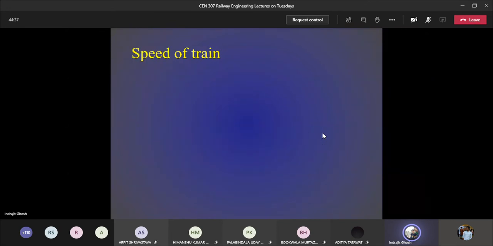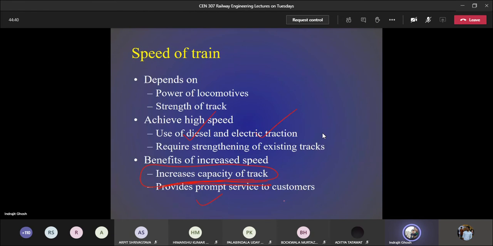Provide prompt service to the customer. So that's happiness, a smile sign for the customer. Everybody will be saying it's great.